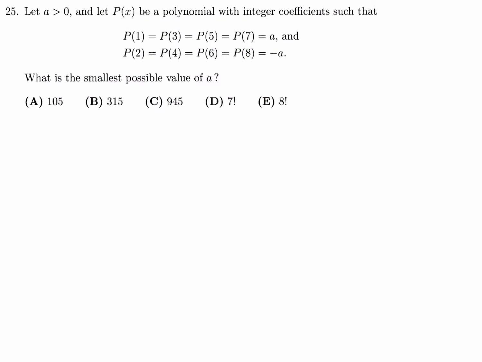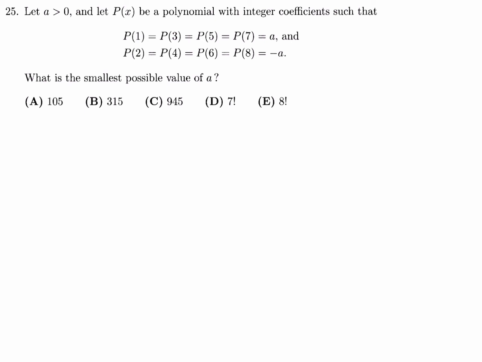Let a be greater than 0. Let p of x be a polynomial with integer coefficients such that p at 1 equals p at 3 equals p at 5 equals p at 7 equals a, and p at 2, 4, 6, and 8 equals negative a. What is the smallest possible value for that a? Okay, where do we go from here?